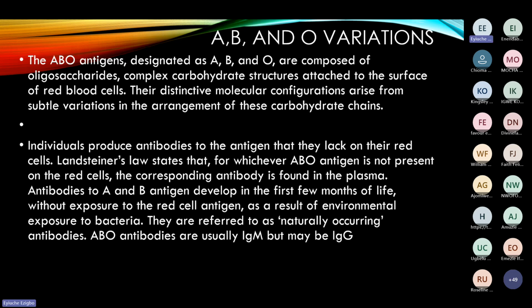Antibodies against that antigen that it is lacking. So it will produce what? Anti-B. Individuals produce antibodies to the antigen that they lack. An individual with blood group A has antigen A and is lacking antigen B. So he will produce antibodies, anti-B, that is antibodies to B antigen, which he or she is lacking on the red cell membrane. I hope you understood that very well.